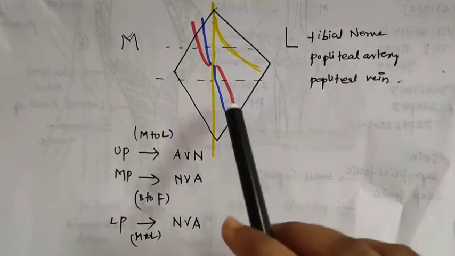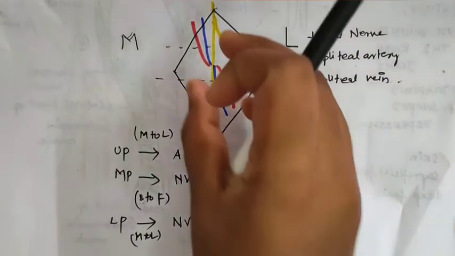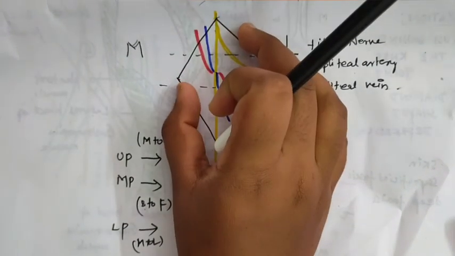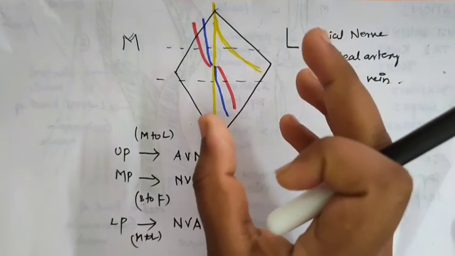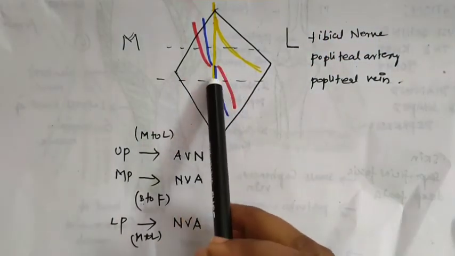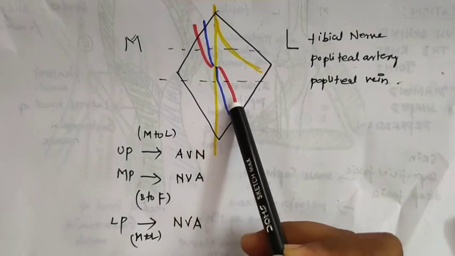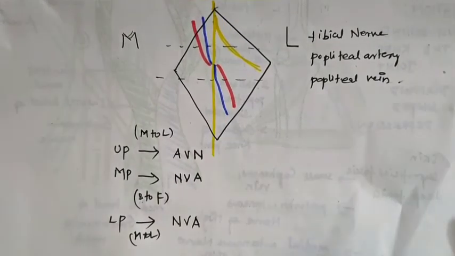In the popliteal fossa contents you can also see some subcutaneous tissue, that is adipose tissue, and also lymphatic nodes. These lymph nodes are present along the popliteal fossa artery and vein.